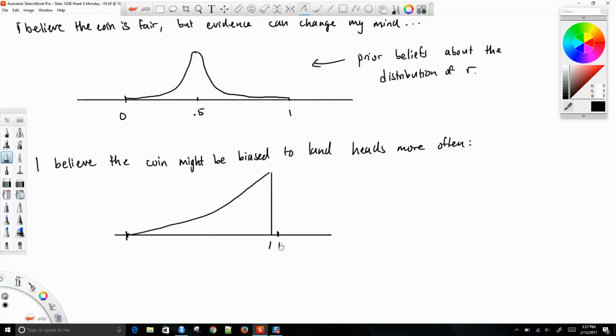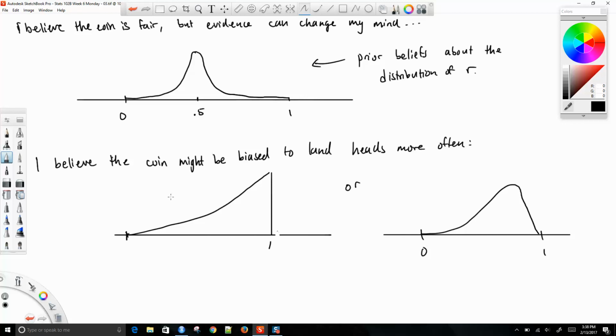Another possibility is, maybe you think the distribution of R is between 0 and 1, something like this, okay? And you suspect it's around 0.8 or whatever it might be. So the prior represents our belief about the distribution of R, or whatever parameter we're talking about, before looking at the data.